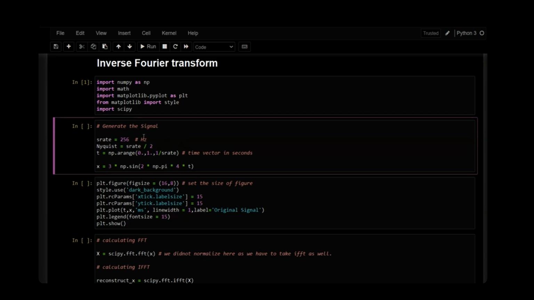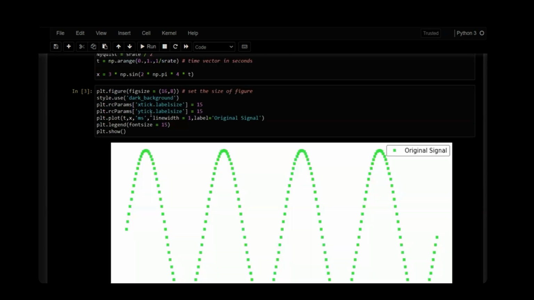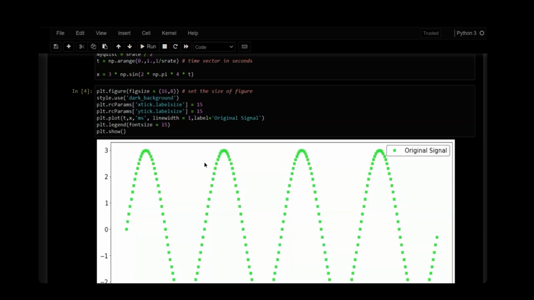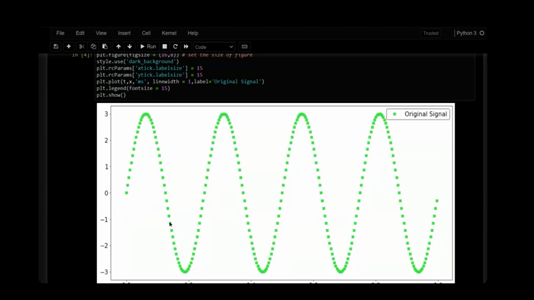Now, this is the signal 3 sin(2πft). So the amplitude of the signal is 3 and 4 is the frequency of the signal. So here we are generating the signal over time. In this section, we have seen many times how we can generate a simple sinusoidal signal. So here we are plotting the signal. So let us run this cell and this cell. So we can see that this is our original signal, and we have generated this signal using magenta squares.